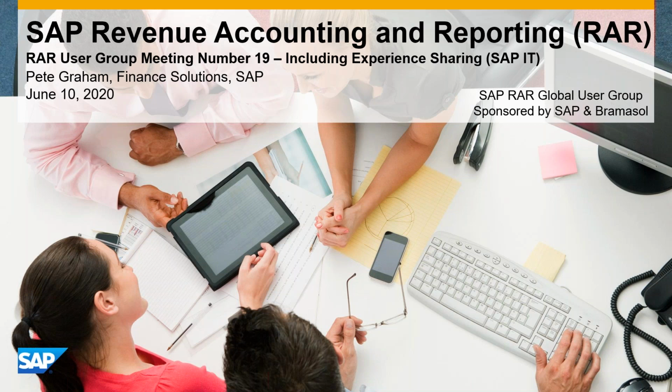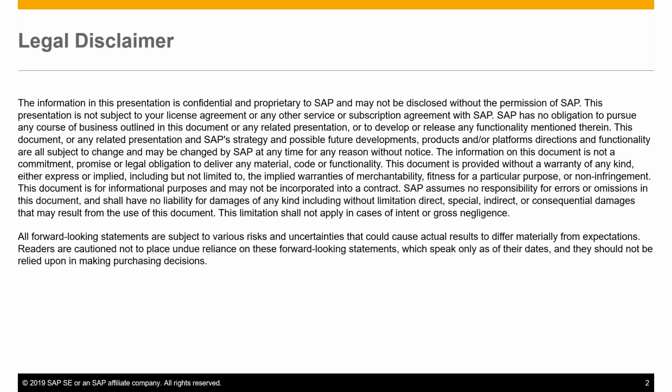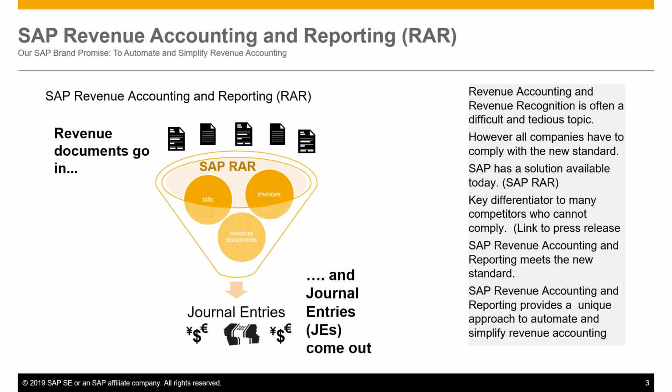So really today we have the standard agenda, and I just want to make sure about the disclaimer because Volkmar and Gerald will be going through some planned roadmap items that could change, so please keep that in mind. Again, for folks that may be new to the meeting, this is the global user group meeting for SAP Revenue Accounting and Reporting. We like to call it RAR for short. Our brand promise is to automate and simplify revenue accounting, and the idea of the RAR system is simply put the documents into the system represented by the funnel, add some rules, and out come the journal entries. Now we know it's a lot more complicated than that, but we always are trying to simplify it.